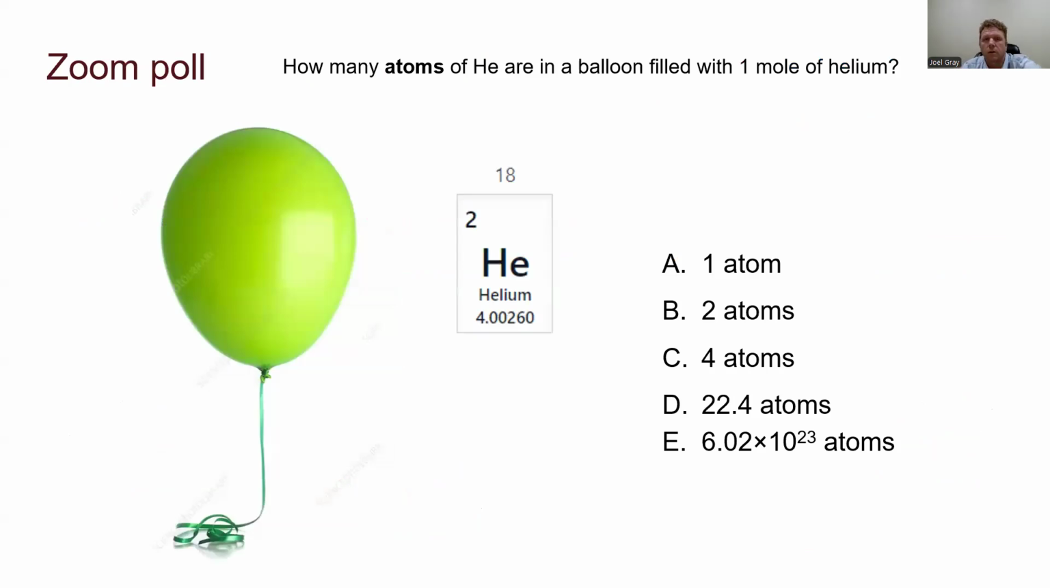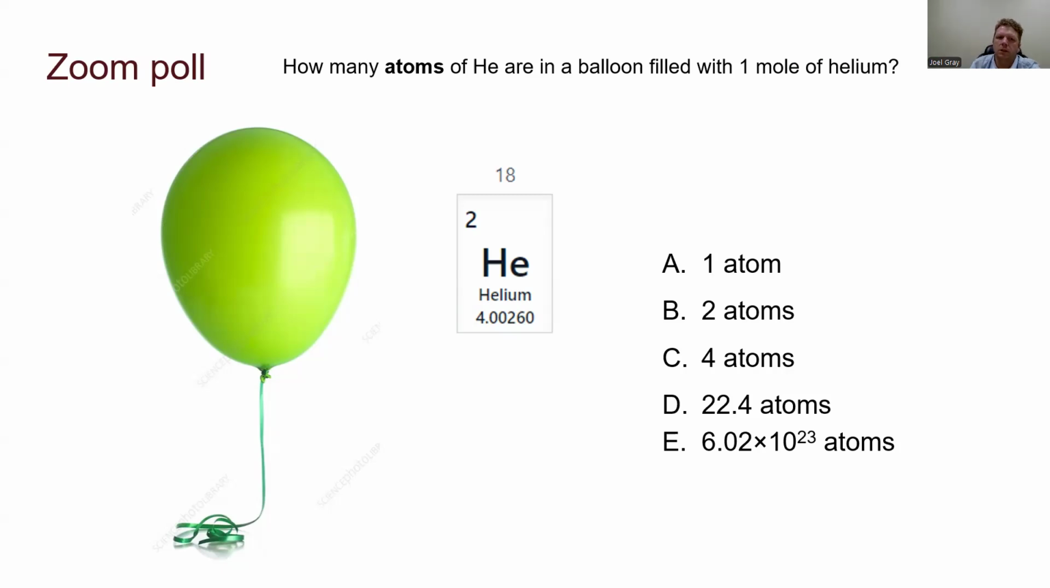Now, here, how many atoms of helium are in a balloon filled with 1 mole of helium? I love this sort of question. It's going to be an important one for you to be able to answer, because to me, this is a logic based question. It's taking a pretty complex topic and asking a very blunt question: do you understand this on a basic level? Yes or no?